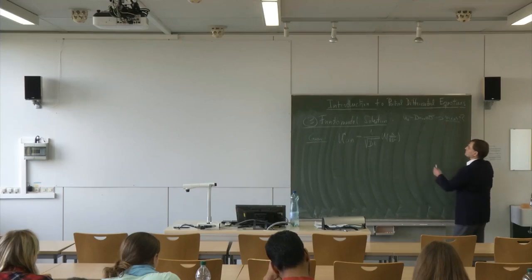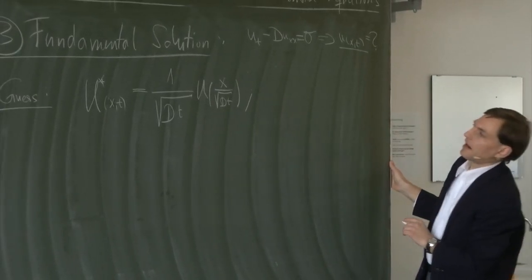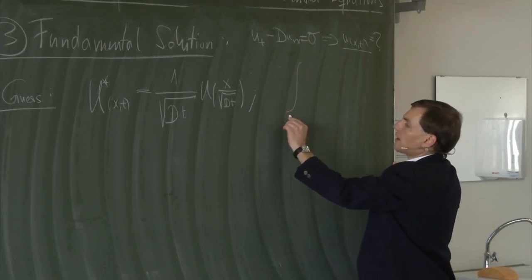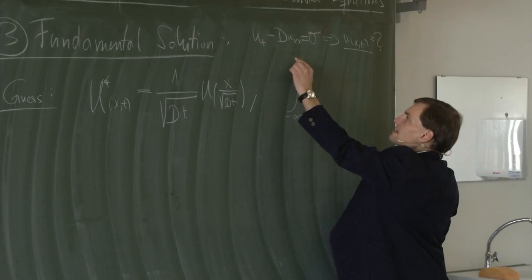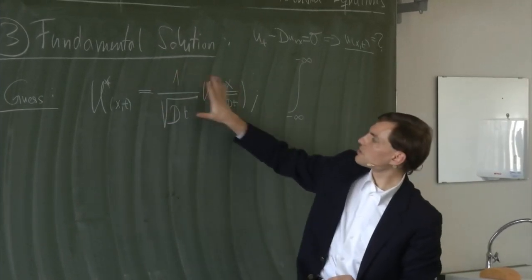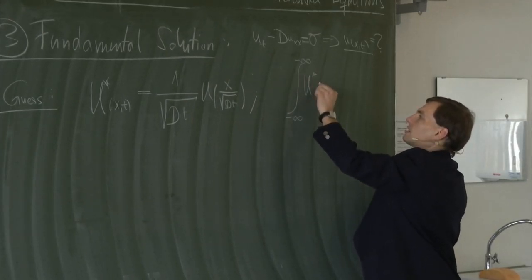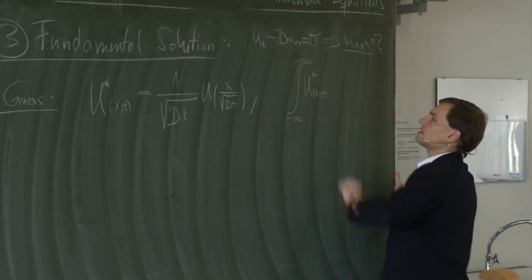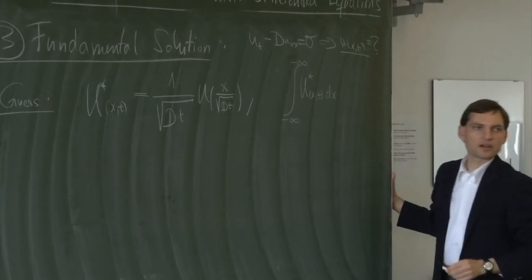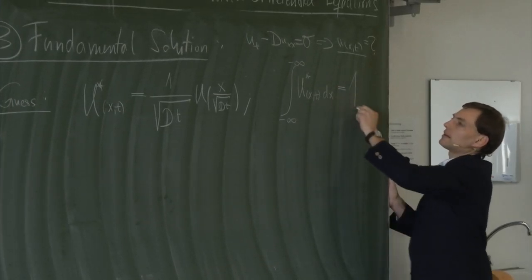And on top, I say, well, there is the integral. If I calculate the integral from minus infinity to plus infinity of this solution, which means this right-hand side, of this solution here, u of x and t, over x, my space variable, I want that this integral is 1.